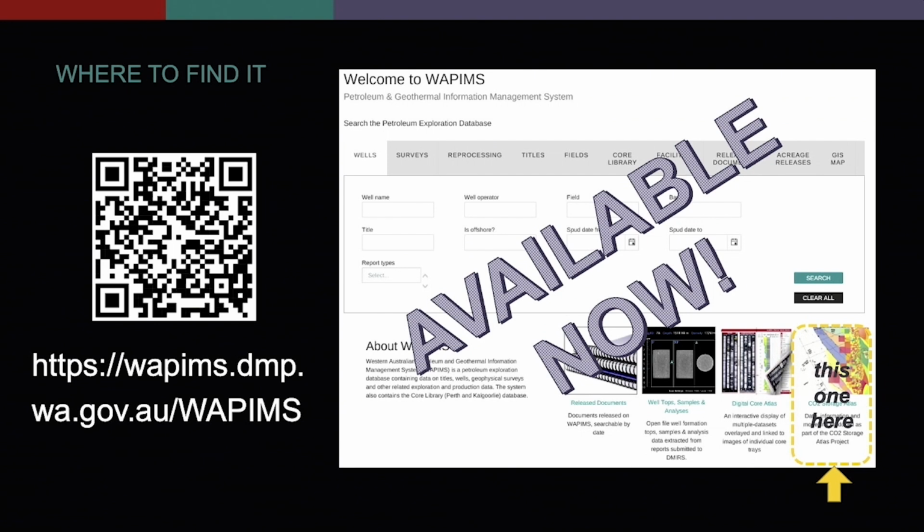So I encourage you to get online and start downloading some of these new data sets. All the temperature data for all the basins is available now, and well data and deviation data for Perth, Canning and Officer Basin are available, with the other basins soon to follow.